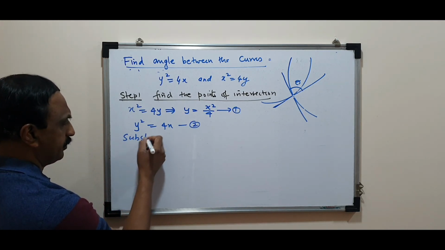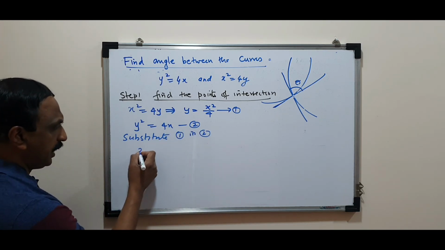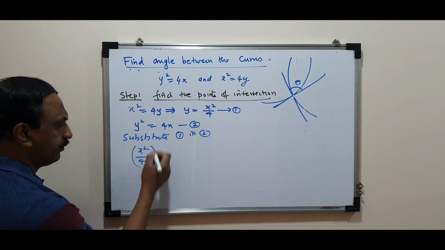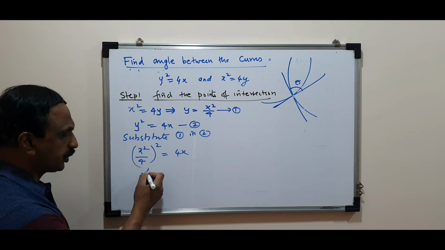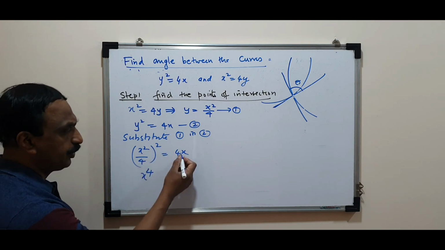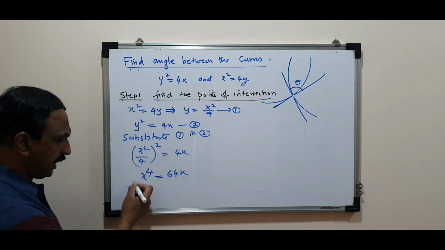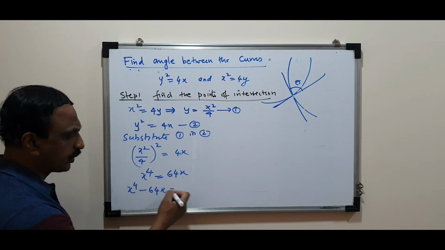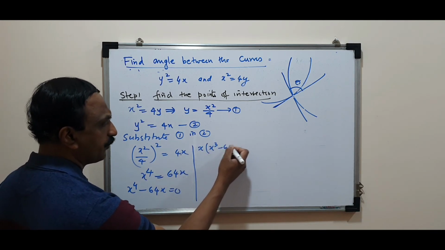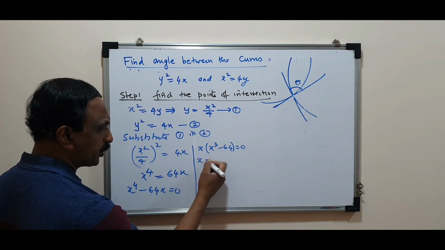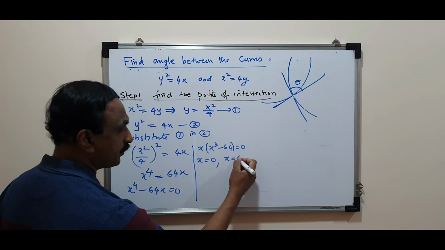Substitute 1 in 2. So you will get x squared by 4, the whole square, is equal to 4x. That becomes x raised to 4 by 16 into 4, 64x. That is x raised to 4 minus 64x equal to 0. Let me solve it. x into x cube minus 64 is 0. One possibility is x is 0, another possibility is x cube is 64, that means x is 4.